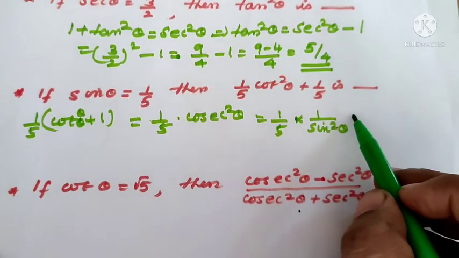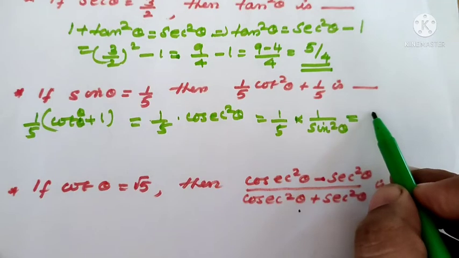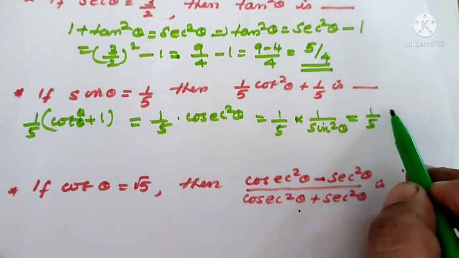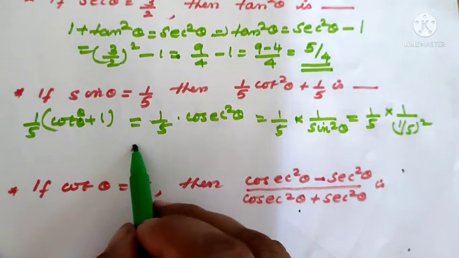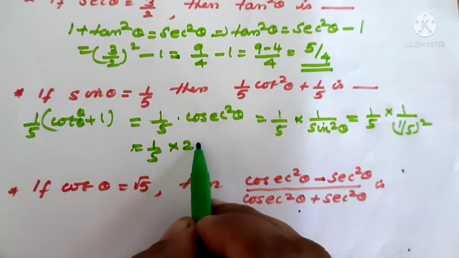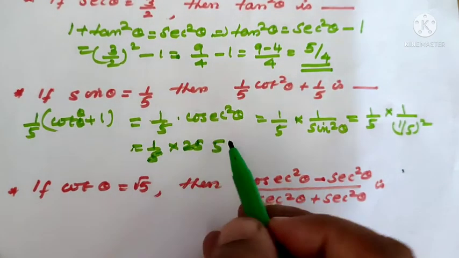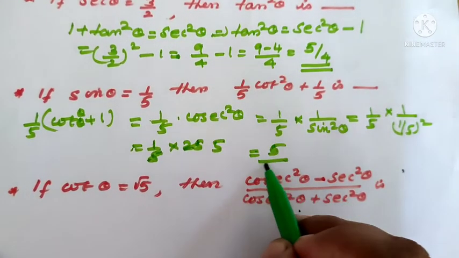So what is sin theta? It is equal to 1 by 5 only. So 1 by 5 into 1 divided by 1 by 5 whole square. That means 25 will come in the numerator, into 25. Cancel this. What is the answer we will get? It is equal to 5.